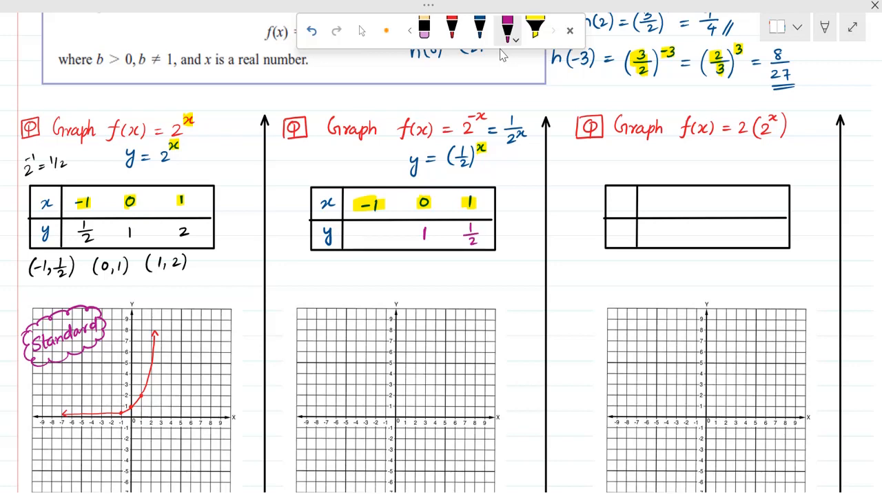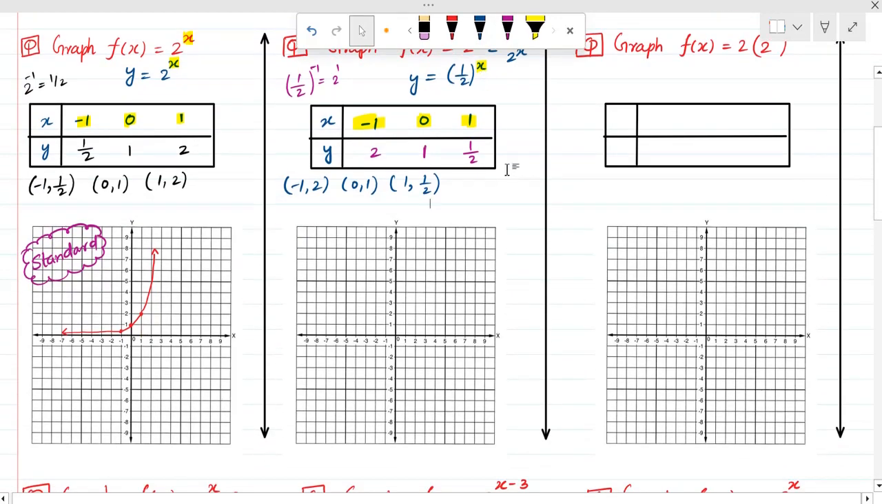When I substitute minus 1, what happened? 1 over 2 to the power minus 1. If you flip the ratio, the power will be changed. So the answer will be 2. So you will get the points. What are the points you will find? Minus 1 comma 2, 0 comma 1 and 1 comma 1 over 2.